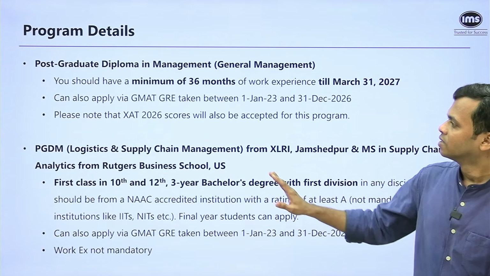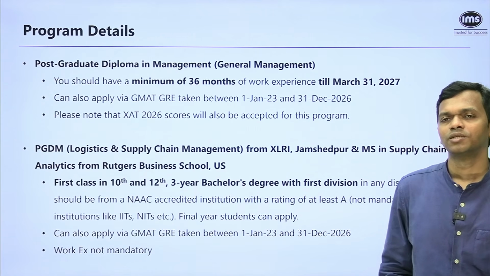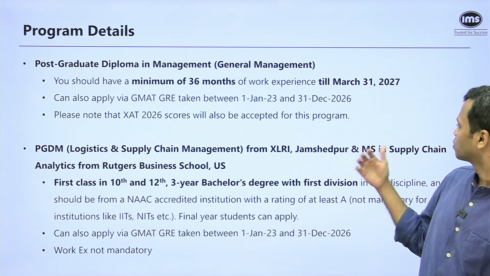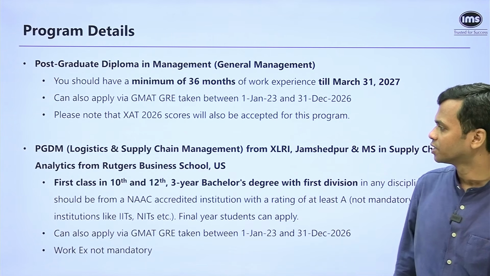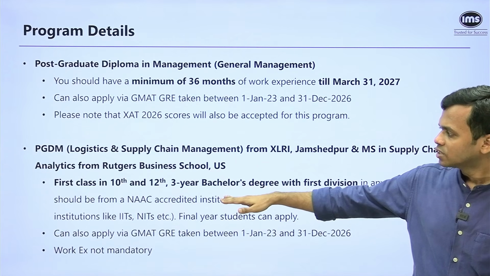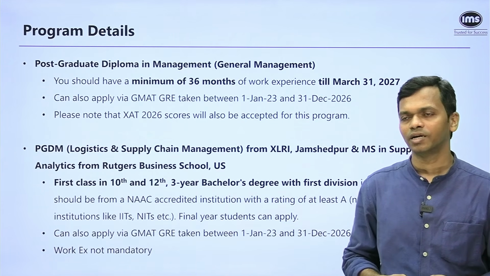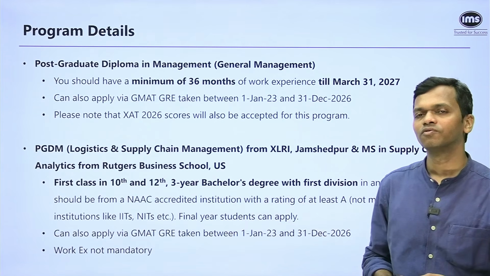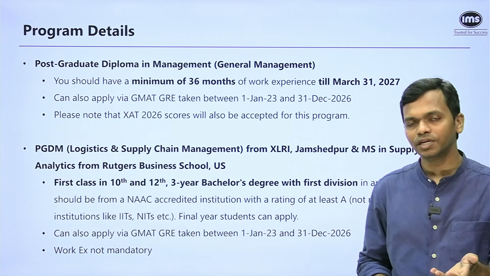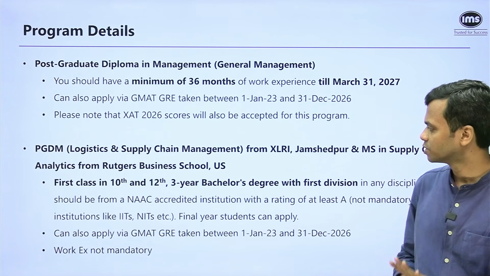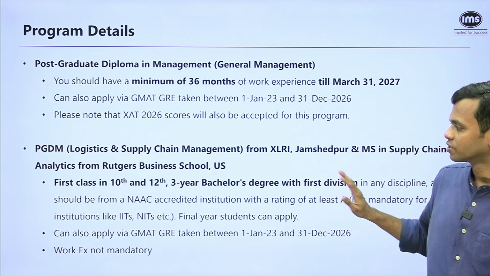Second, the logistics and supply chain management program, which was introduced a couple of years back. It also gives you an MS in supply chain management and analytics. For this, you need to have first class in your 10th as well as 12th. That's given under mandatory requirement. And you definitely need first class for your 3-year bachelor's degree. So a minimum 3-year bachelor's degree is what you need for this program, with first division.